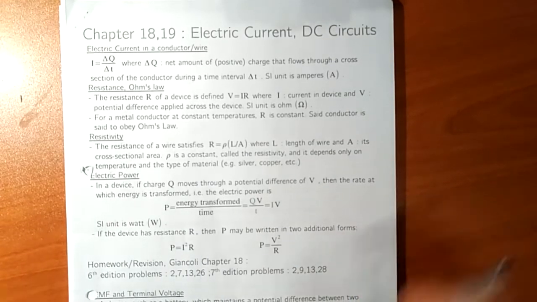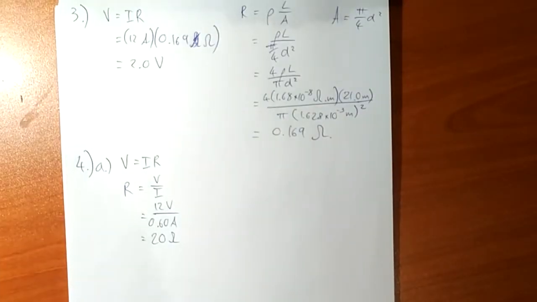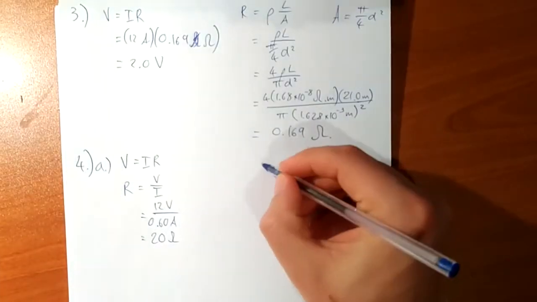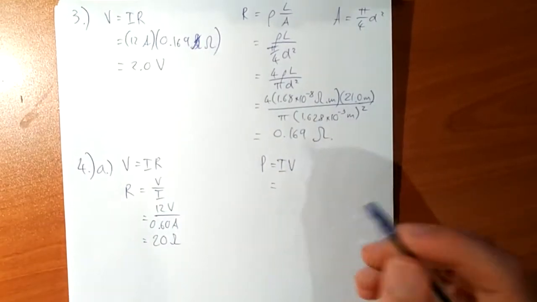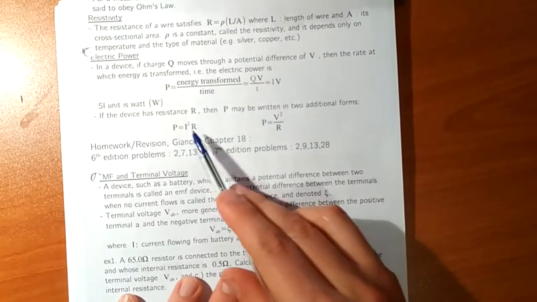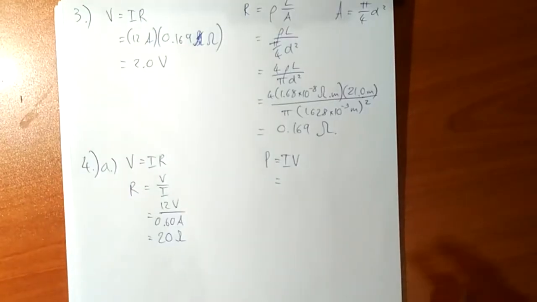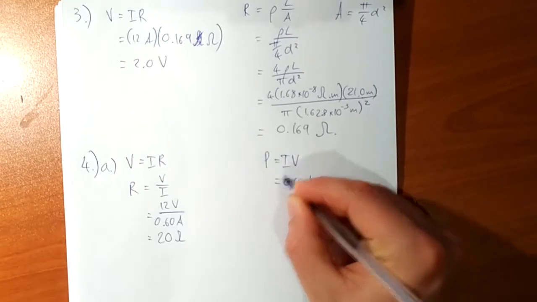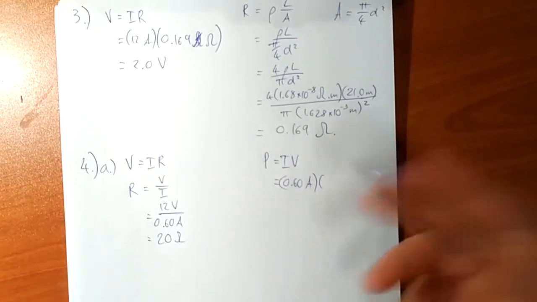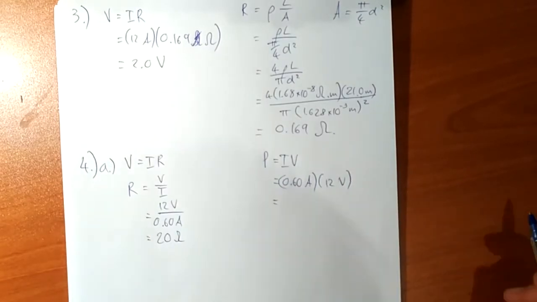Okay, so the rate at which energy is transformed in the circuit is P is equal to IV. I can use that, or you can use this for this value, reasoning it's over the resistor, but either one of those three formulas would have worked. So this is 0.60 amperes times the voltage, which is 12 volts, right?